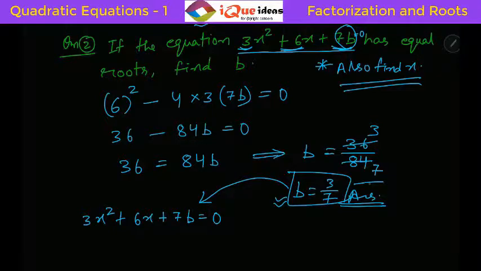b is 3 by 7. So clearly from here you can see that 7b is equal to 3. Right? b is 3 by 7, so 7b will be 3. So in place of 7b we put 3. So it is 3x square plus 6x plus 3 equal to 0.